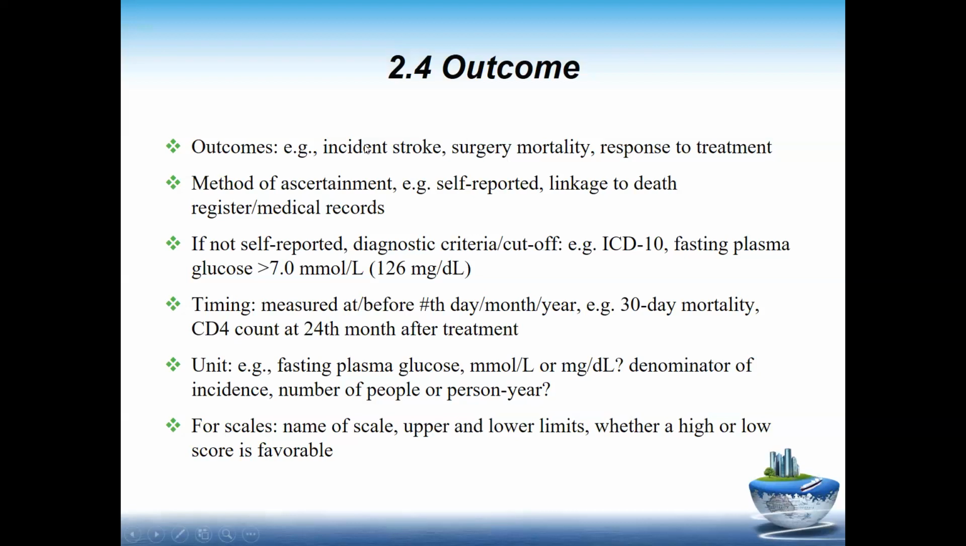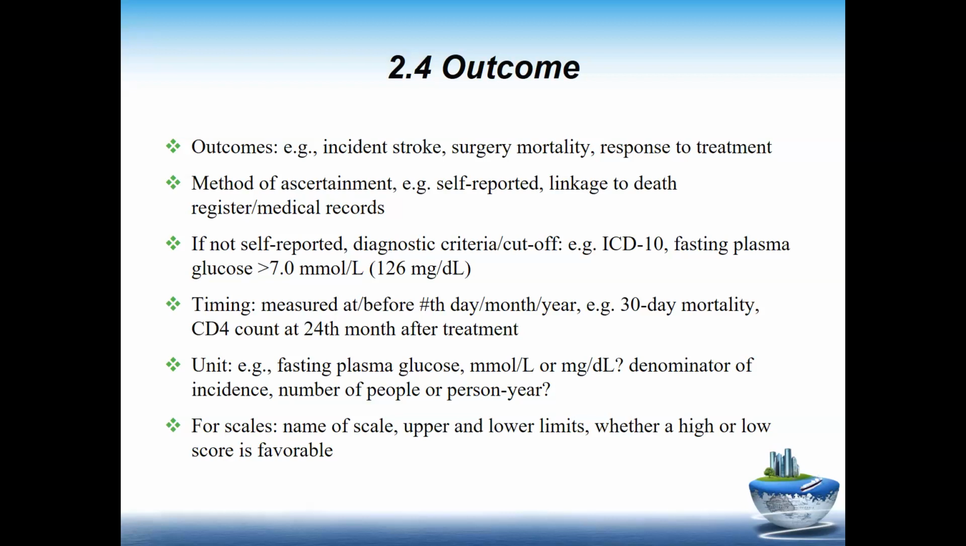Name of the outcome. For example, maybe the outcome event you are interested in is stroke. Then you need to specify what kind of stroke. Is it incident stroke, the first occurrence of stroke, first attack, or does it also include second attack or third attack? Because heart attack and also stroke may occur multiple times, right? Are you looking at the first time or second time or third time?